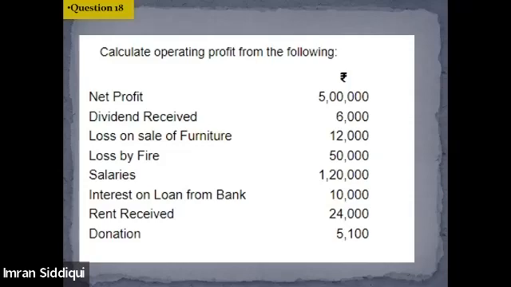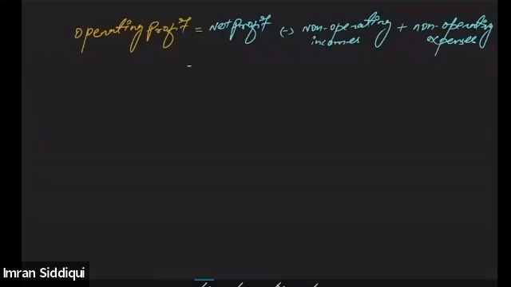So first of all, net profit is already given in the question. Net profit is given as 5 lakh. So we can straightforward write that amount here, 5 lakh. And we will have to now subtract all the non-operating incomes, and we'll have to add non-operating expenses. So let me make an extra working note here, just for the purpose of showing the calculation of non-operating incomes.